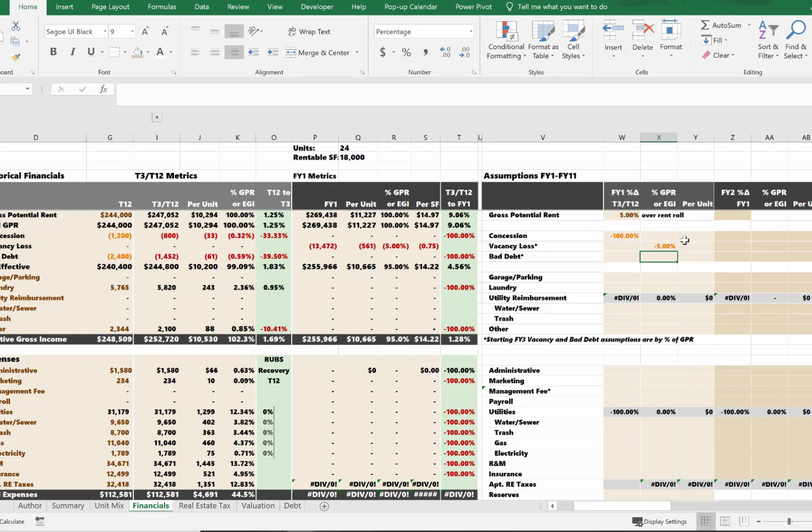And then for bad debt, I always like to keep some bad debt buffer, for people not paying rent. I'm going to do 25 basis points as a percentage of GPR. So that's $674 a year.